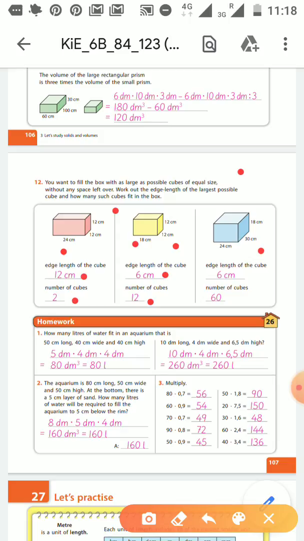Again here, which number is divisible by all these three numbers? Which number would work? And again, in this one, the number 6 is divisible by these three numbers. And if we took 6 centimeters cubes, we can fit 60 in there. And then these questions, again, are just a recap on homework. Just times in those three numbers, times in those three numbers, word question there, and some multiplications here and here.